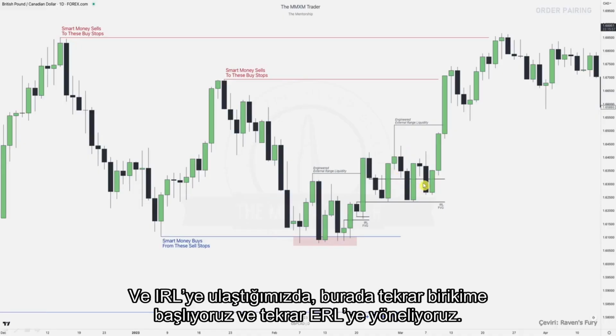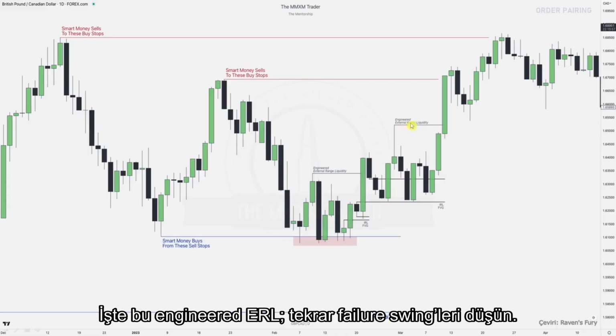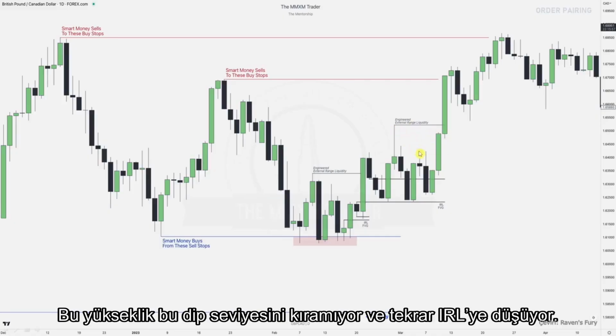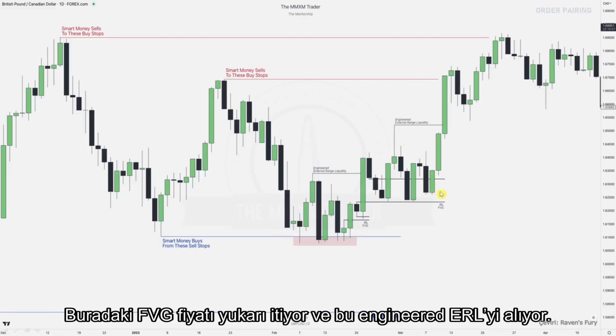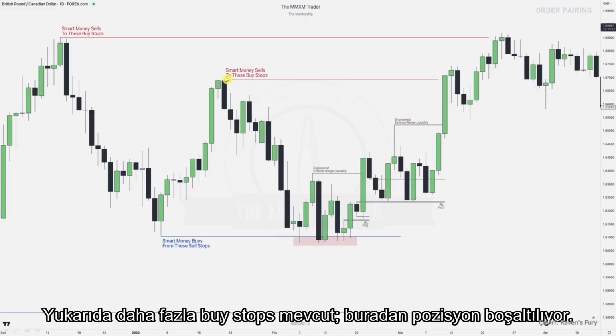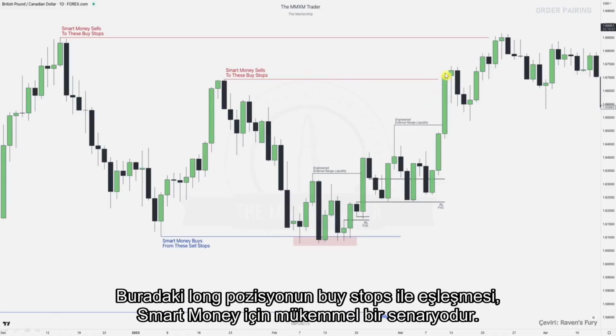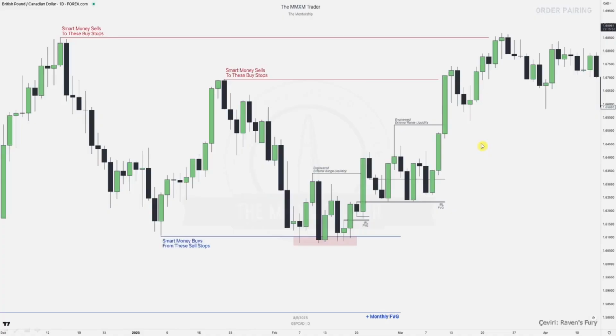And once we reach internal range liquidity, we start to accumulate here again, going again for that external range liquidity. So this is engineered external range liquidity. Think about those failure swings again, right? This high fails to take out this low, drops once again into that internal range liquidity fair value gap and pushes up price to take out that engineered external range liquidity. Above here, more buy stops are present, so offloading their long position with buy stops over here is a perfect scenario for smart money.